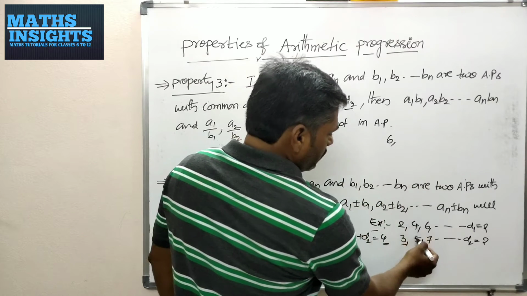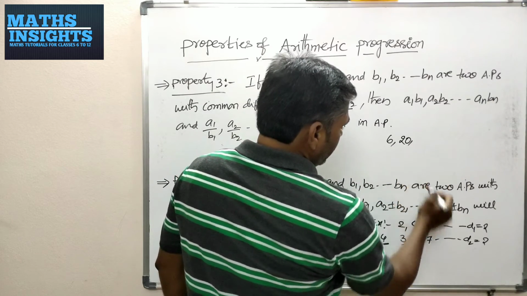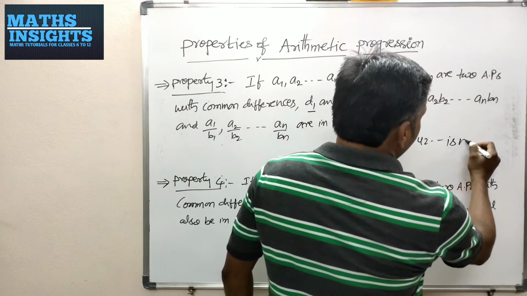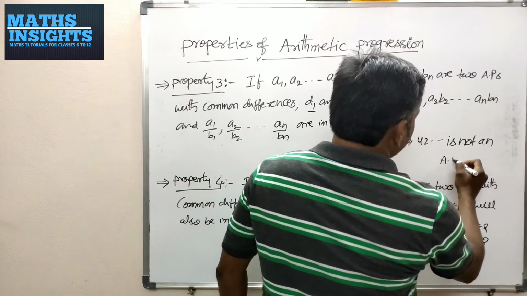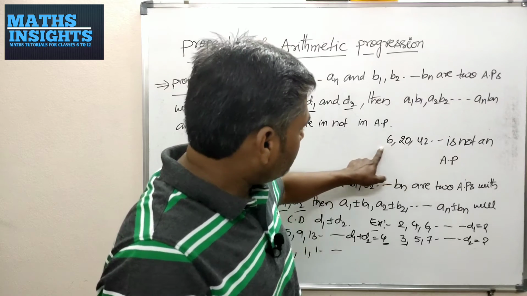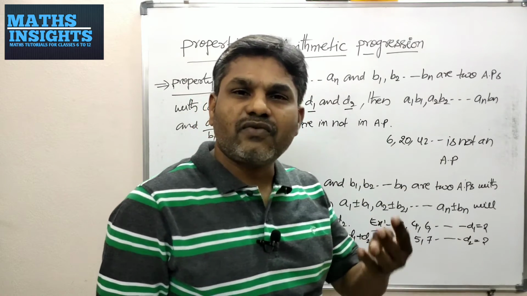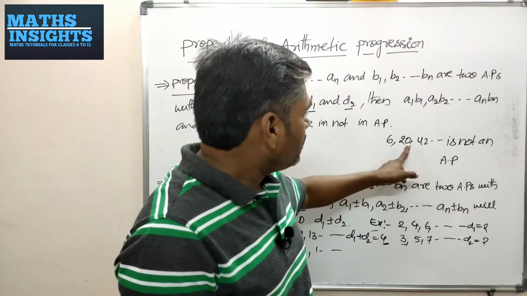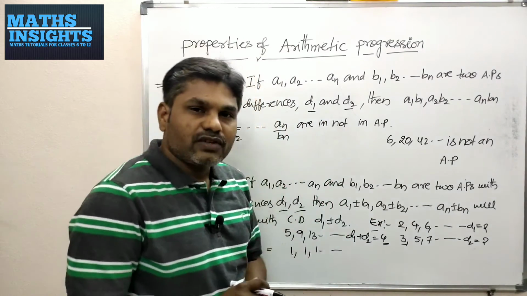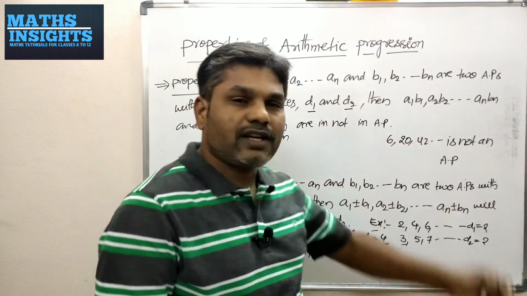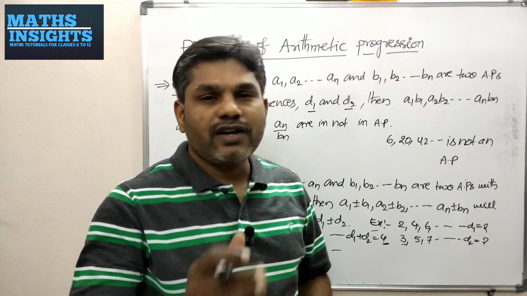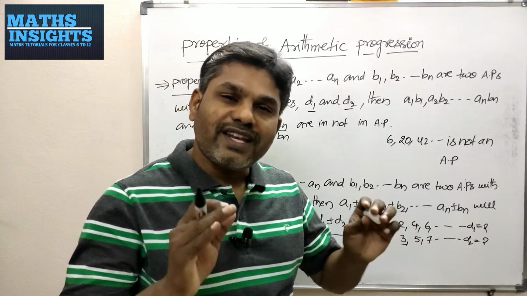Okay, 4 5s are 20. Okay, 6 7s are 42, and so on. This is not an arithmetic progression, since if you verify the common difference, T2 minus T1, 20 minus 6, is not 14, but 42 minus 20 is 22, which is not an AP. So keep in your mind, if you multiply the corresponding terms of two APs, or divide, the result will not be an AP.